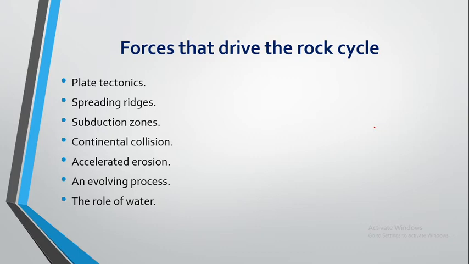Then next is continental collision, which is also a part. Then accelerated erosion. Sometimes we may feel that accelerated erosion processes also happen. Then finally the evolving process. When this action comes into existence, what will happen? A particular rock type may change into another rock type. So the evolving process is also a very important process in the rock cycle.